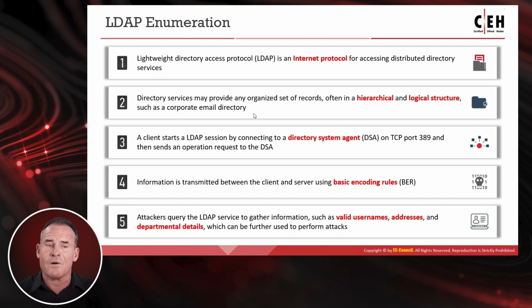Directory services are organized hierarchically. We're not going to get too much into the structure of a directory service, but any LDAP enumeration utility can connect to the directory system agent on port 389, and once it's authenticated, depending on the security context and the access control list and the objects, you can read information out of the database. So attackers will query the LDAP service to gather information like valid usernames, addresses, departmental details, etc. So again, at this stage of the game, we are really interested in usernames.